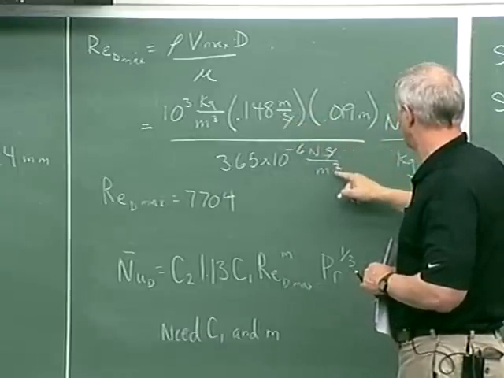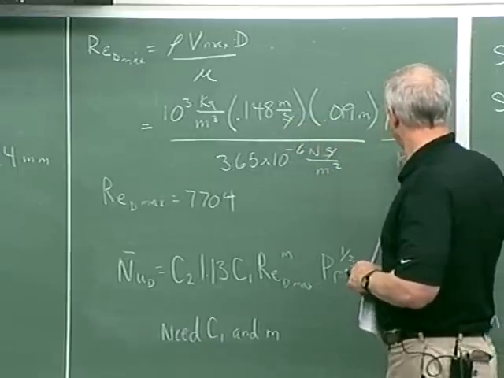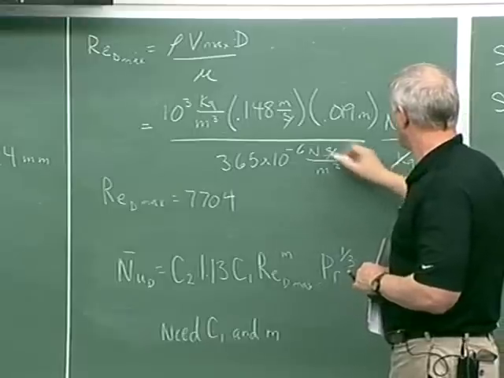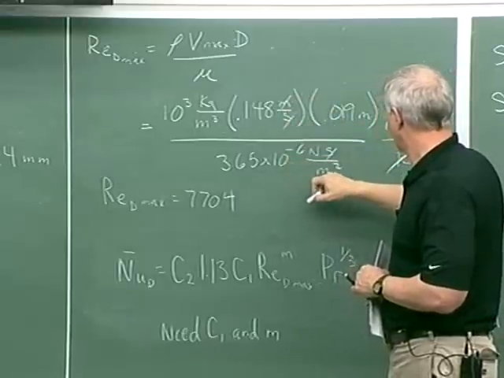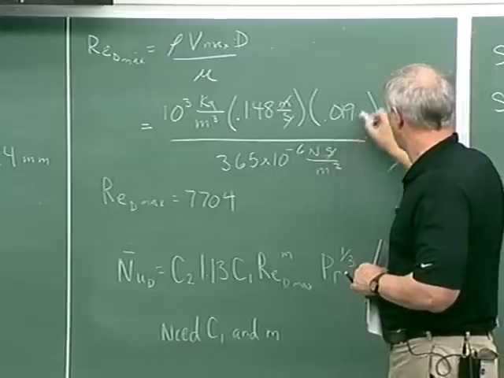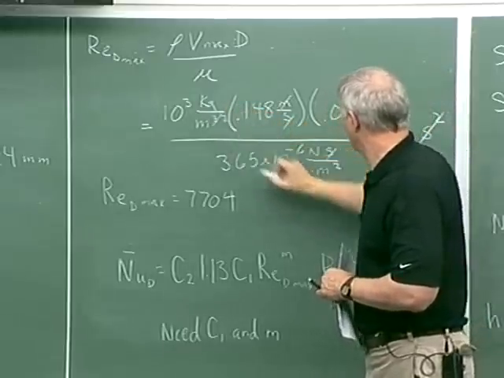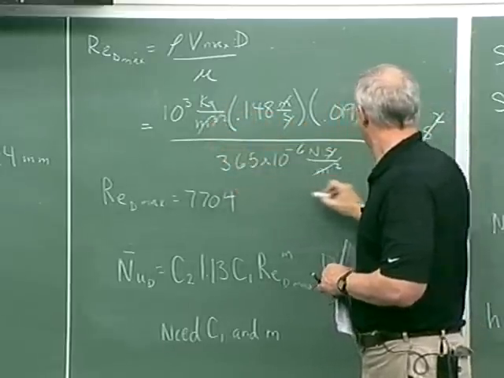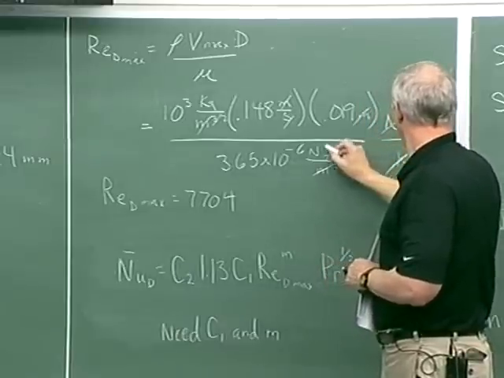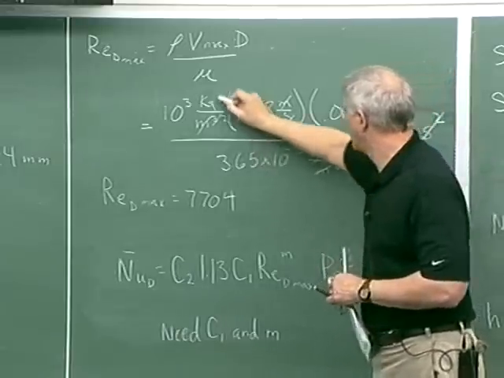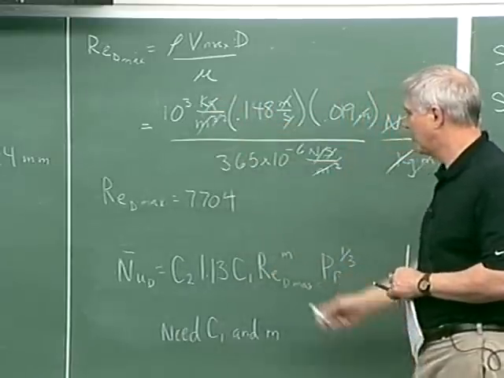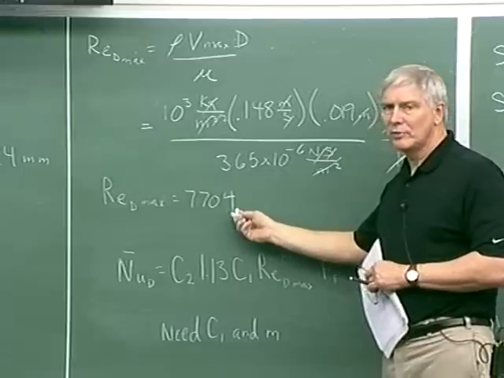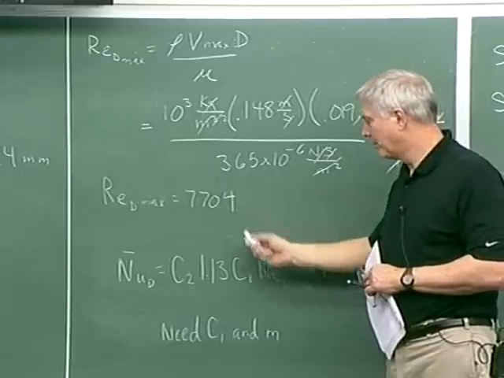Kilograms cancel out. That meter will cancel out that meter. And then we have meters, that will turn that into a squared. That cancels that. The Newton cancels that, and I didn't cancel that one. So we end up with a dimensionless number, and Re_D max ends up being 7704.